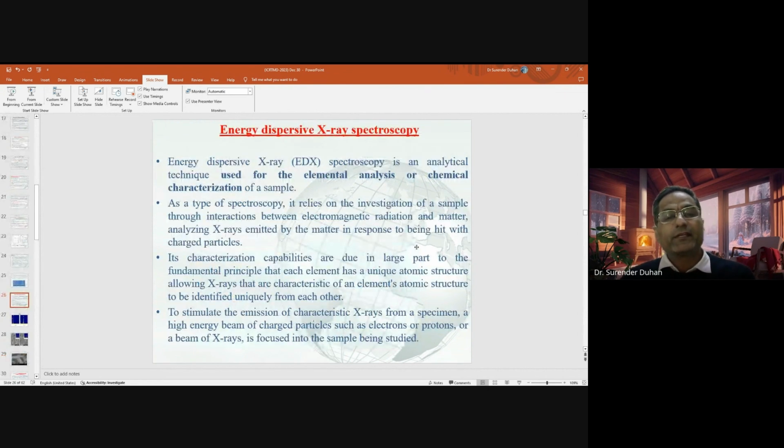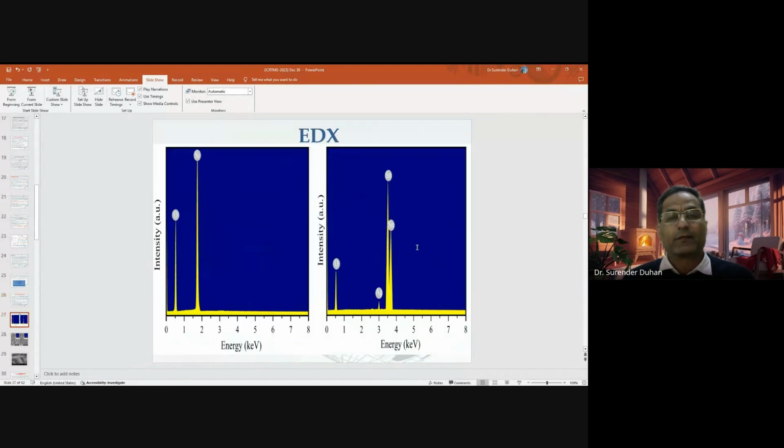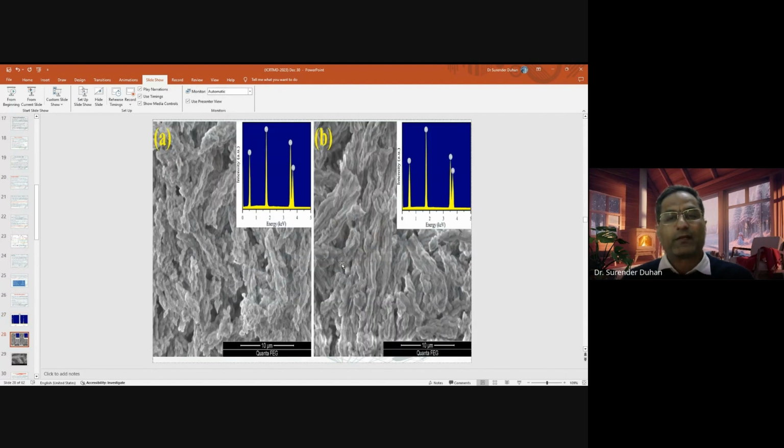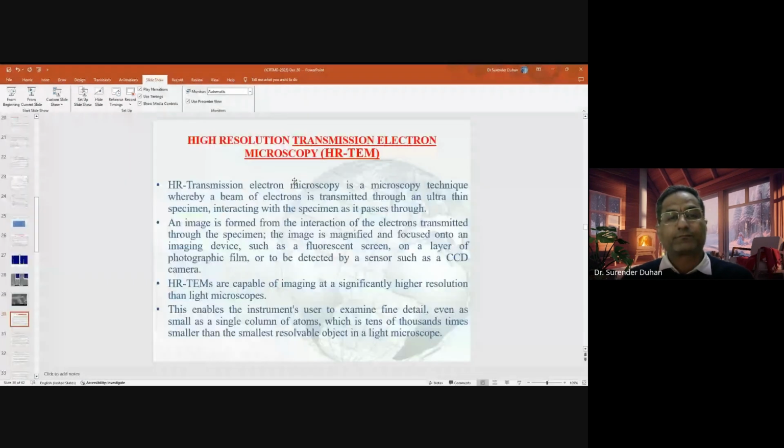The same with EDX. EDX is also a very important tool used for the elemental analysis or chemical characterization of the samples, the materials. This is a spectrum of EDX. With the help of EDX, we can do elemental analysis. For example, in our sample, this is silver, this is tin, this is tin, and this is oxygen available in my materials. This is a photograph of SEM, and inside we observe this EDX spectrum. This is also an SEM photograph.